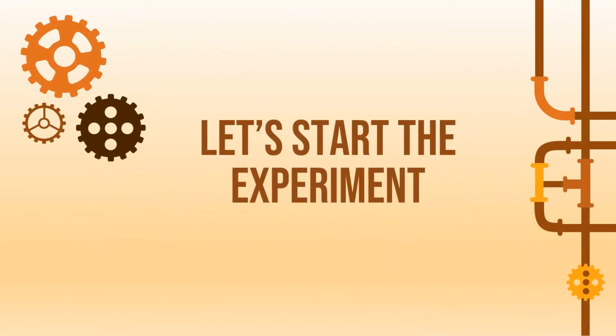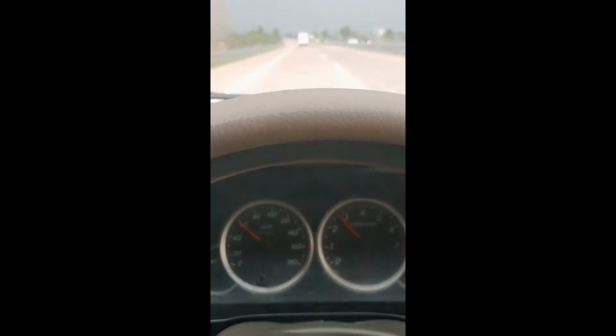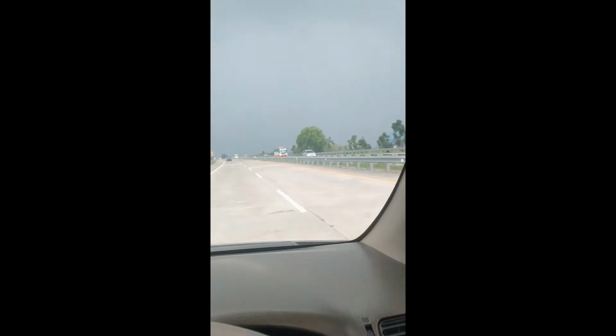Alright, let's start the experiment. Hello everyone, this experiment is conducted to calculate the engine power of the car. So we need to do the measurement on the highway to get a constant speed. Here we are already on the highway, so let's start the experiment. For the first experiment, the velocity is 60 km per hour and the RPM is 2750. After 3 minutes, we will record again for the second experiment.